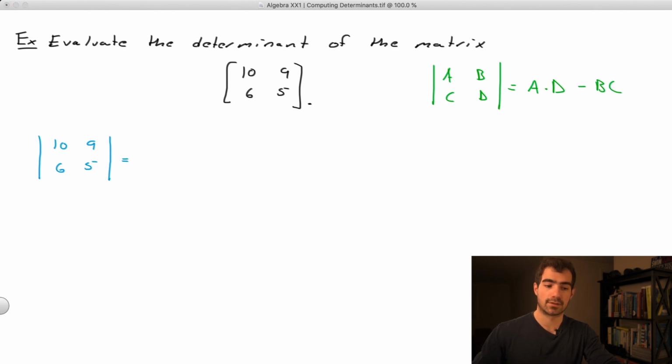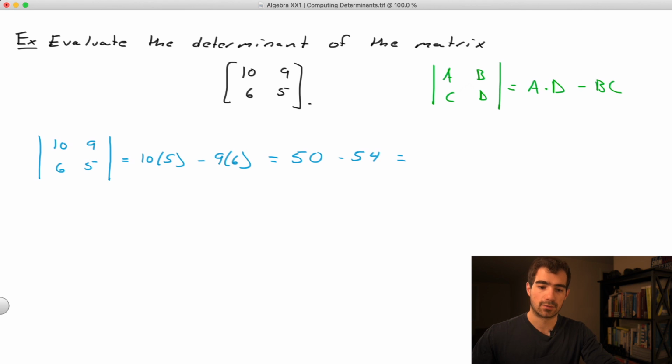So for our particular case here, we're looking at this diagonal here, 10 times 5, and then subtracting this diagonal here, the product of these, 9 times 6. And then we would evaluate this. So 5 times 10 gives us 50. 9 times 6 gives us 54, and the difference between 50 and 54 would be minus 4. And this is all it is to get our final answer.